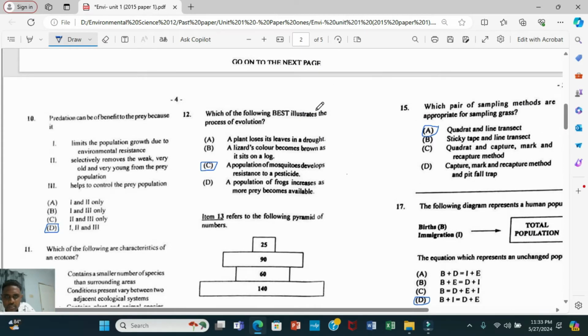Which of the following best illustrates the process of evolution? And the answer is A, a population of mosquitoes develops resistance to a pesticide. Remember I said evolution is a long-term change. Now let's look at the others. B says a plant loses its leaves in a drought, that's short-term, guys. C, a lizard changes color to brown as it sits on a log, that's short-term. And D, a population of frogs increases as more prey becomes available. So that's a short-term change.